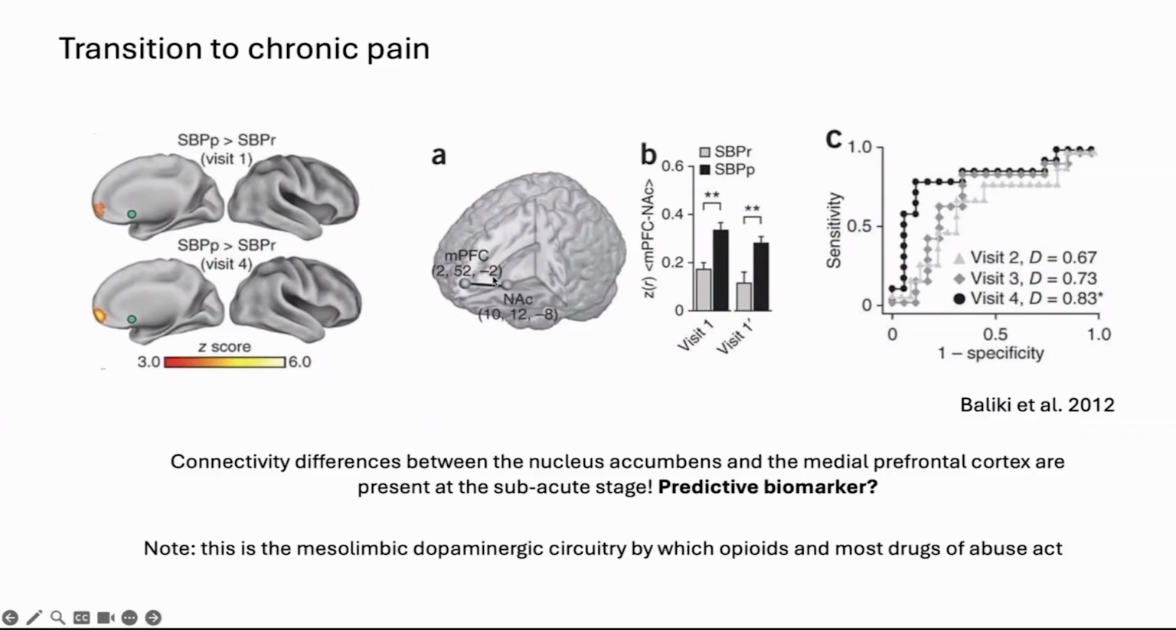And what they found in this study is that the amount of information being exchanged between the nucleus accumbens and the ventromedial prefrontal cortex, again, 2 areas of the dopaminergic system, the higher this connectivity, the more likely the patients were to persist in their chronic pain. And these obtained some very significant areas under the curve. For instance, at 1 year, the AUC was 0.83, which is quite significant. So in other words, these areas which seem to be quite important for the affective evaluation of pain seem to predict who is going to develop chronic pain at the subacute pain stage.